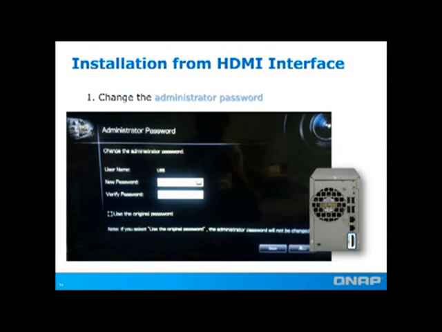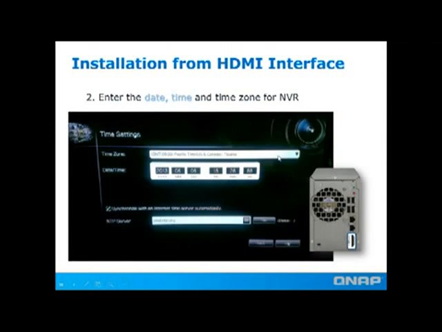Now assume you are using a TV plugged into the HDMI port. The first time you turn on your system, we'll ask you for the password, so you can create a new password for your system. In the second step, the system will ask you for a time. You can either manually set a time or sync the time with a global time server like this.